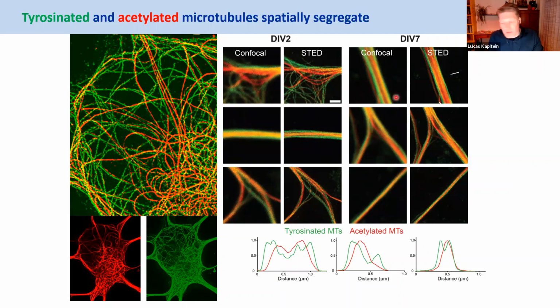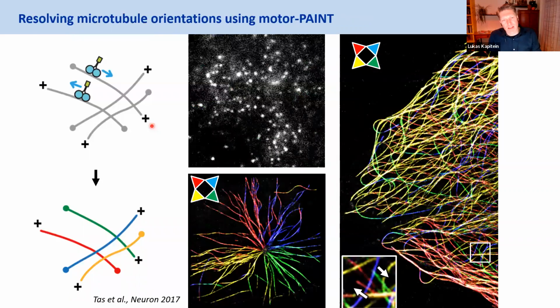And this required a tool that allows us to tell what the absolute orientation of a microtubule is. So here we see a microtubule end, but we cannot really tell whether it's a minus end or a plus end, because in neurons there is no centrosome that centrally organizes microtubules, as you can also appreciate in this image. And so therefore we established a new tool, and this tool is called MotorPAINT.